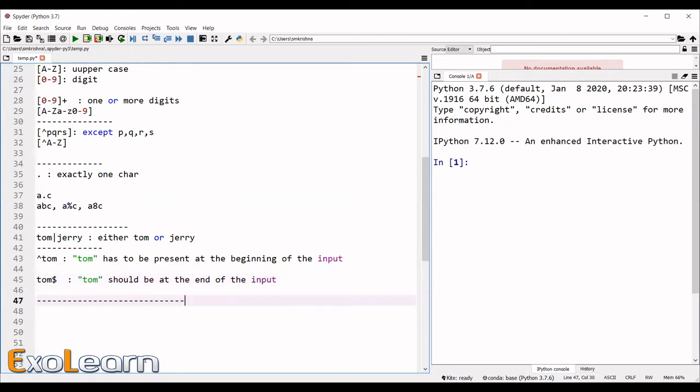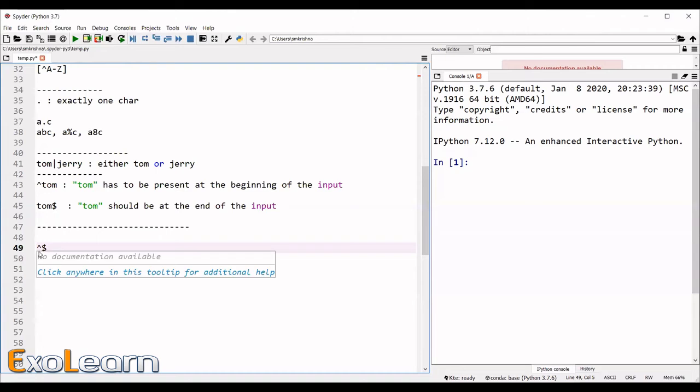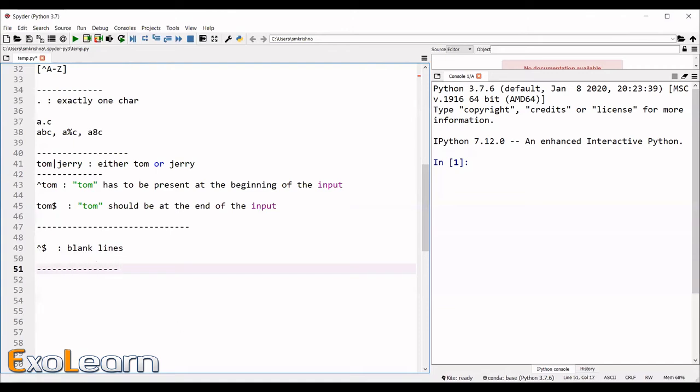So these are the special symbols which indicate the position of the patterns, caret and dollar. Suppose I have a pattern like caret dollar. Caret means beginning and dollar means end. It means my input line is beginning and ending, and that's it, nothing else in between. So caret dollar represents blank lines. So these are some of the special symbols we have in Python to form regular expressions or patterns.